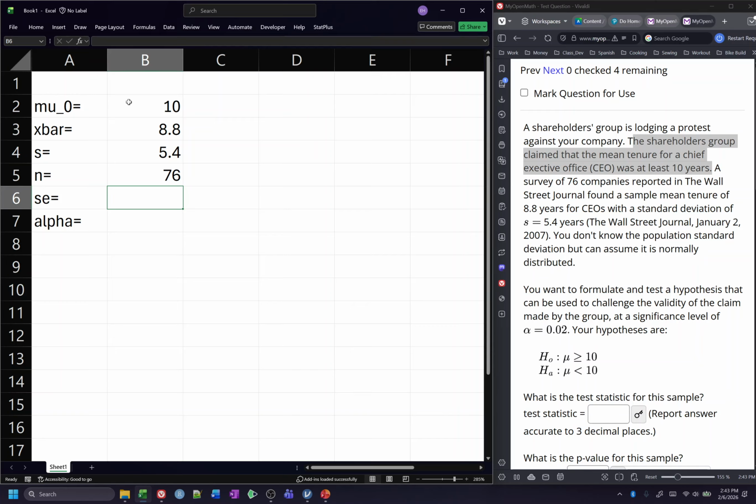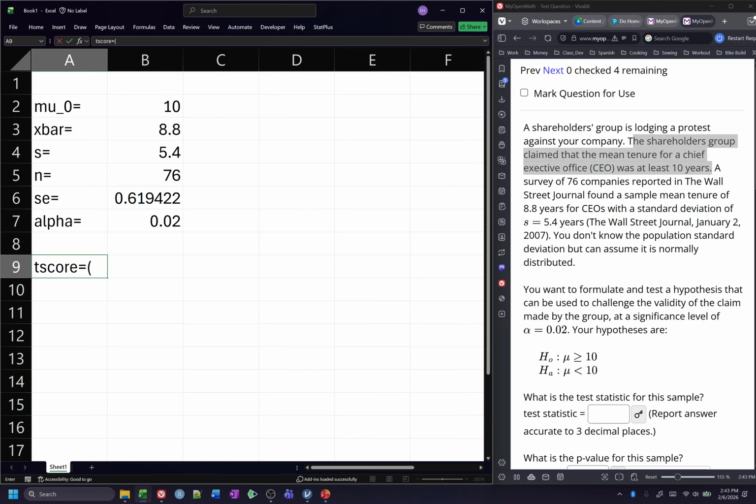And our standard error, while it doesn't give it to us, we can calculate it. It's equal to our sample standard deviation that we just got here, and we're going to divide by the square root, SQRT, of n, and we can hit enter. That gives us our standard error. Our alpha level is provided to us. It says that it wants us to test at the 2% level of significance. Okay, at this point, it's asking us for our test statistic, or our t-score.